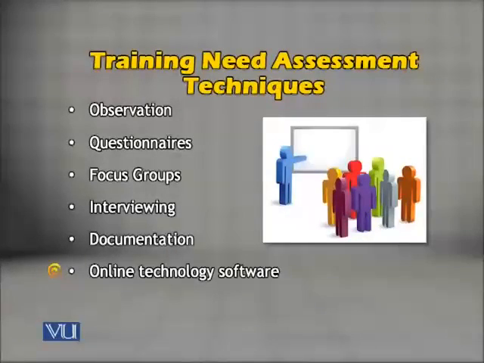And finally, another type of technique is online technology software. Information about training need is generated through this online technology. Online technology software is a software which identifies performance deficiencies, identifies the employee requirements for training, and forwards that to the manager or supervisor.